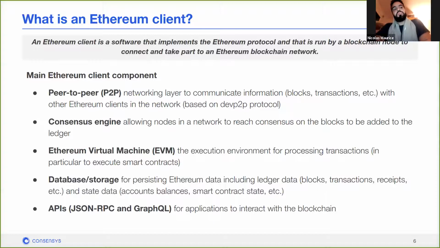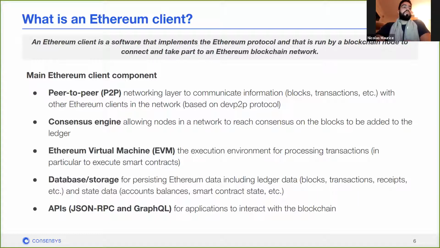So the first main component that we find in an Ethereum client is the peer-to-peer networking layer. So it's basically the layer that allows the nodes in a network to communicate information in a peer-to-peer fashion. And in particular, the type of information that they share are the blocks. So typically, every time a validator node mines a new block, it will be transmitted to the other nodes through this networking layer. All the transactions are also spread over the network through the peer-to-peer layer.